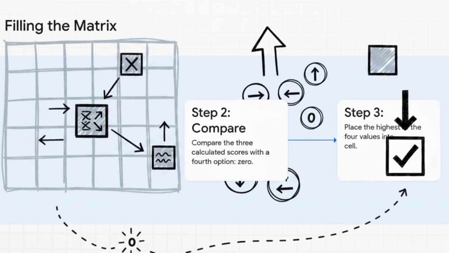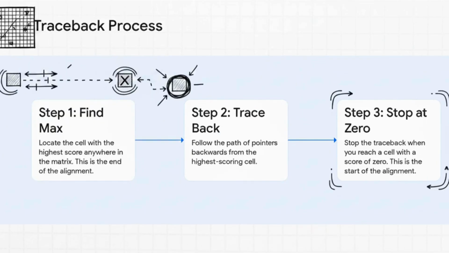So let's see how this plays out when we're actually filling the matrix. For every single box or cell, the algorithm has to make a decision. It looks at the score it would get from a diagonal move, a match or a mismatch. It looks at the score for a gap from the left or a gap from above. And then it looks at its fourth option, our secret weapon, 0. It just picks the biggest of those 4 numbers and pops it in the cell. It's that simple.